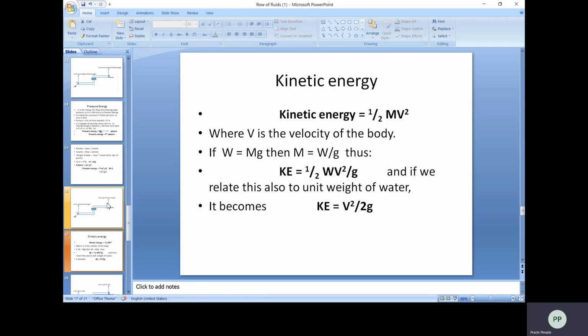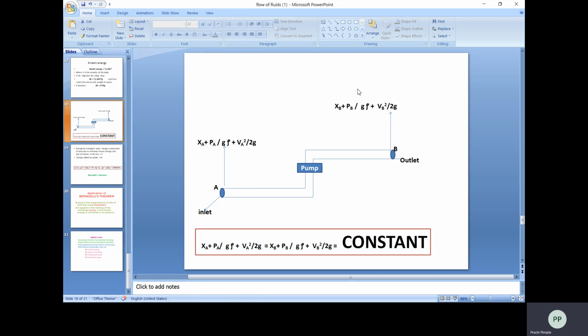So this way, again, I'm going to rewrite the total energy at point A. It is going to be XA plus pressure at A divided by acceleration due to gravity into density, plus velocity at point A square divided by 2 into acceleration due to gravity. In the same way, I have rewritten the total energy at point B. According to the statement of Bernoulli's equation, the total energy at point A is exactly equal to the total energy at point B, and it is going to remain constant, right? So this is exactly the Bernoulli's equation.